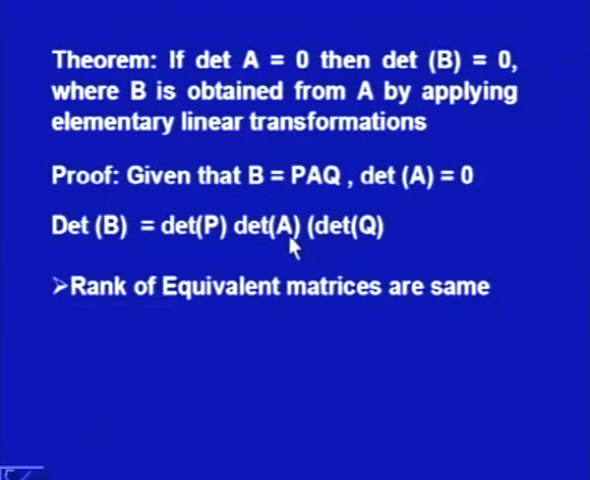So, if determinant A is equal to 0, then after applying a linear transformation, determinant B is also 0. If it is non-zero, then this will also be non-zero. So, the rank of equivalent matrices is the same.